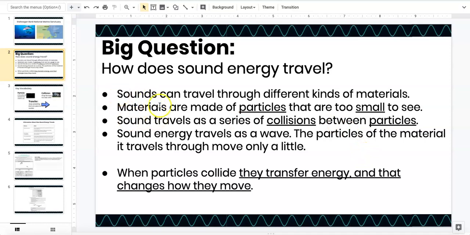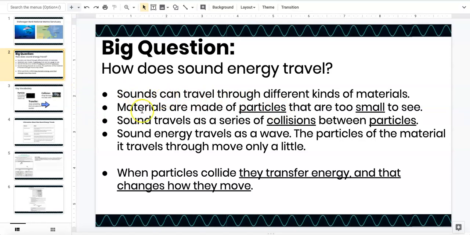So we've learned that sounds can travel through different kinds of materials. And when we talked about materials, we talked about the air, sound traveling through water, sound also being able to travel through solid materials, which is sort of important. And I know some of us on our exit ticket got a little tricky with the solids. Don't forget, sound can travel through solid materials like walls and like wood shelves or desks.